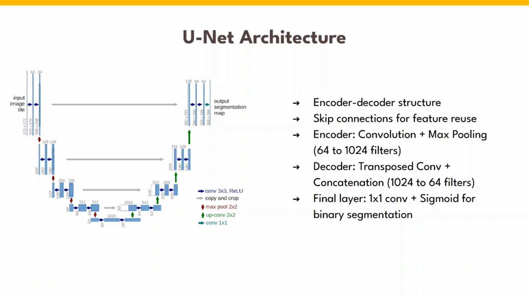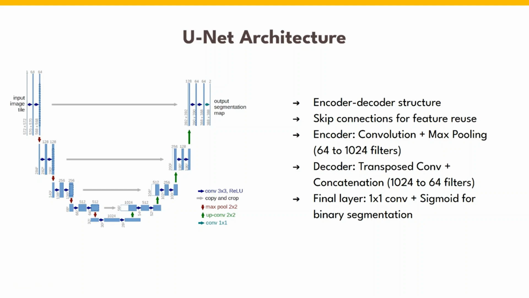In the decoder, we use transposed convolutions to upsample the features, gradually reconstructing the spatial size. At each step, we concatenate the upsampled features with the corresponding encoder features through skip connections. This ensures that spatial details are preserved. The final layer is a 1 by 1 convolution with sigmoid activation, which outputs a probability mask indicating whether a pixel belongs to the tumor class.